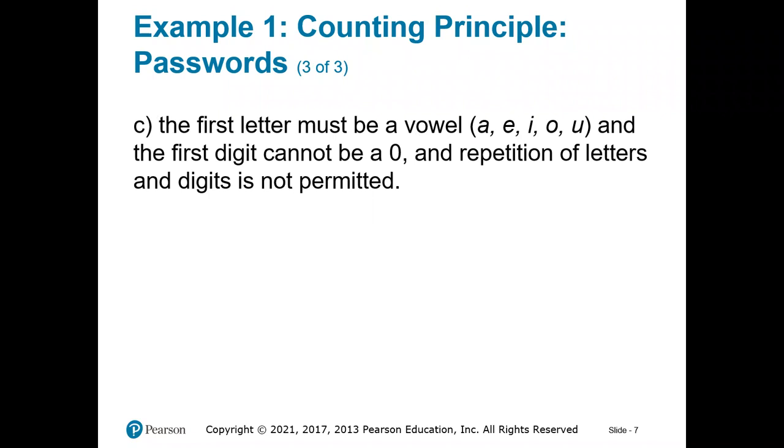Okay, we can keep working. Here's part C of the same exercise. Suppose the first letter must be a vowel. That means I have only 5 choices. The first digit cannot be 0, which means I have only 9 choices to pick the first digit, and repetition of letters and digits is not permitted. Well, you get the point. So I have 5 choices.